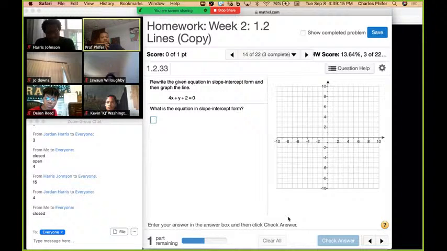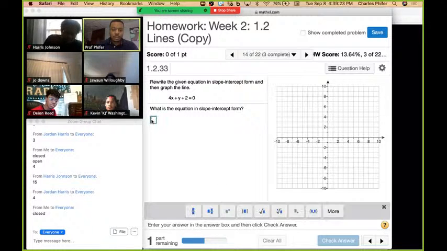It says rewrite the given equation in slope-intercept form and then graph it. Oh, so basically solve for y. Oh, well, we got this one. Subtract. It's going to be y equals negative 4x minus 2.